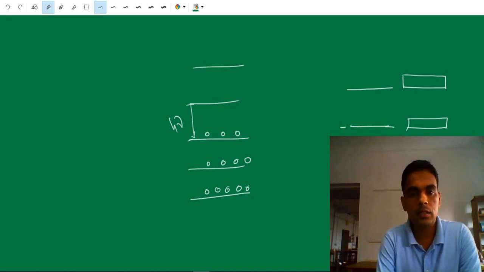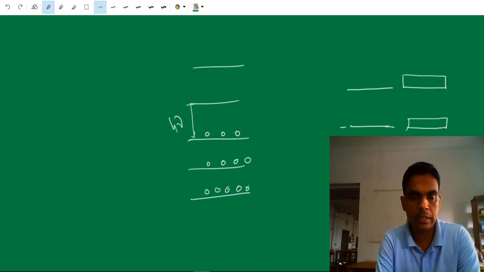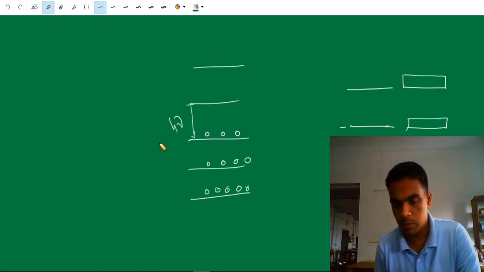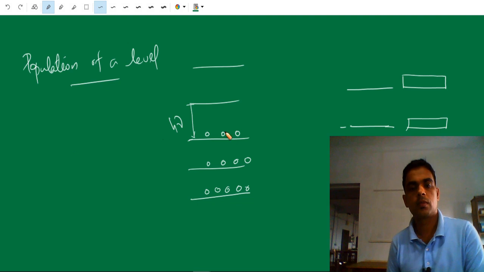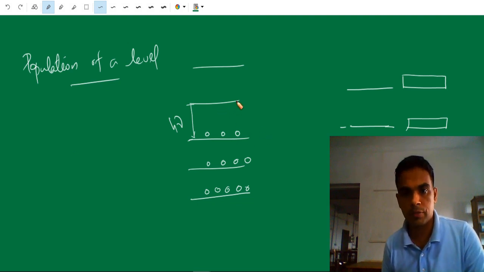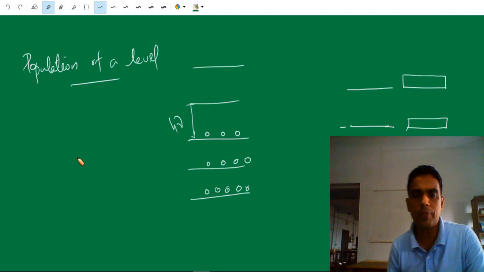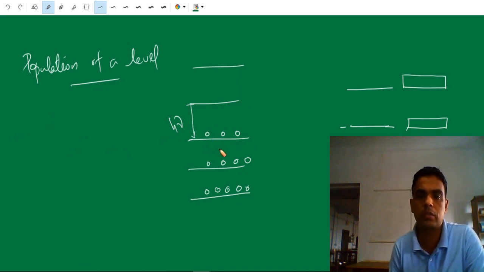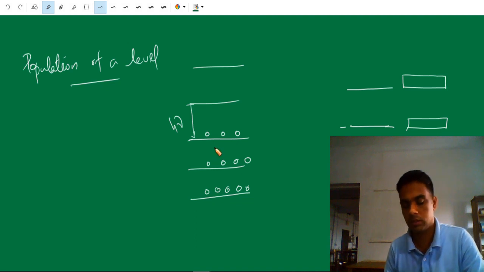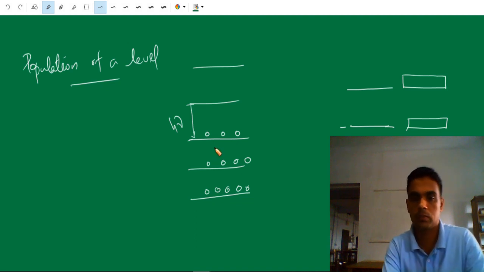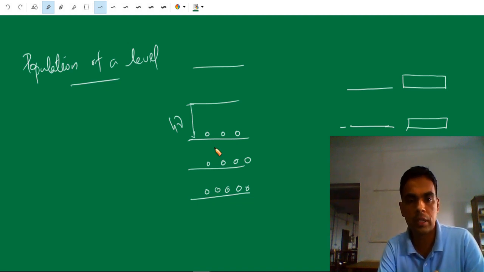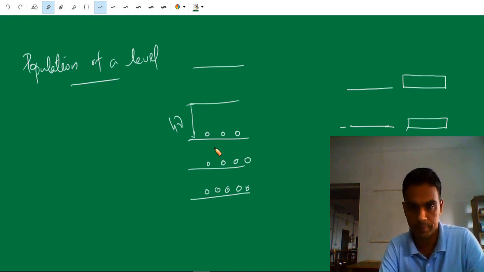Now let us see what is the population of a given level. Normally in laser physics, we need to know the population of a level. There are different energy levels for a given material. So the number of atoms per unit volume of the material which occupy a given level is called the population of that level. What is that? Population of a level is the number of atoms in that energy level per unit volume of the material.